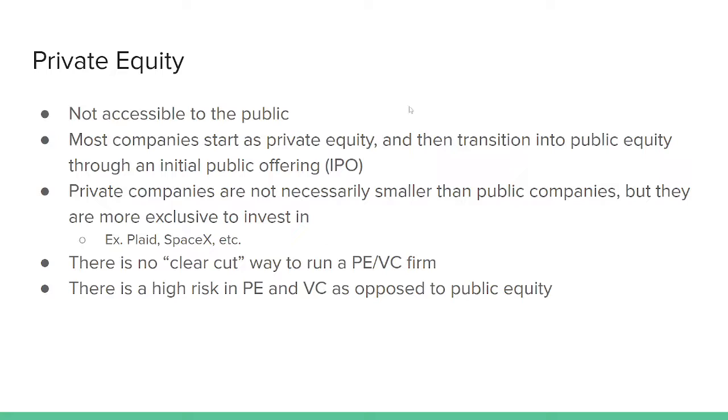Some private equity companies, you can think about the different types of business organizations. We've got LLCs, partnerships, all those different business entities, and even corporations can be private. But they usually want to transition into an IPO because that's where they get the most investing in. They can help themselves with the most amount of funding from the public. So private companies are also not necessarily smaller than public companies, but they are more exclusive to invest in.